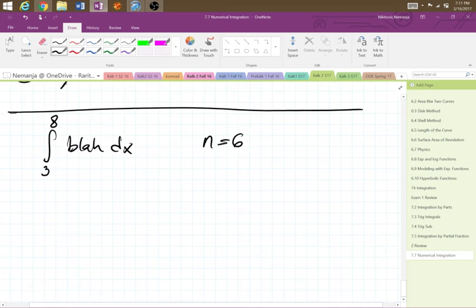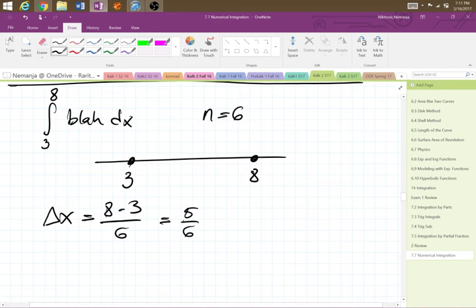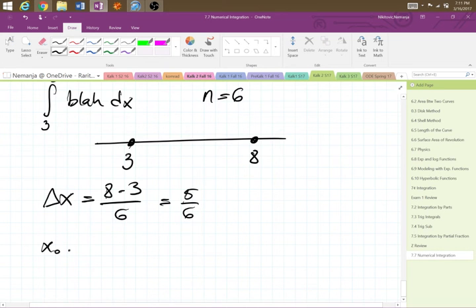You don't actually have to draw a picture if you understand how divisions work. You know that you have to start at 3, and you know you have to end at 8, and you have to have 6 divisions in there. So by computing delta x, which is 8 minus 3 over 6, you are going to get 5 over 6. So your calculations will be happening at every 5 over 6. So your x0 is clearly 3. That's where the world begins.